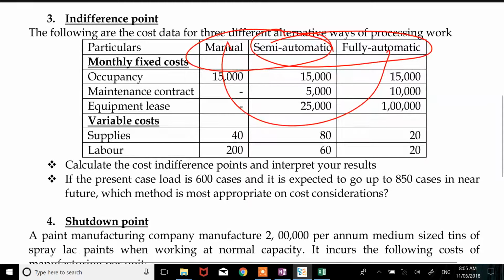Now if the present case load is 600 and it's expected to go up to 850, which method is most appropriate? Now right, for the present case load of 600, semi-automatic is the preferred method.